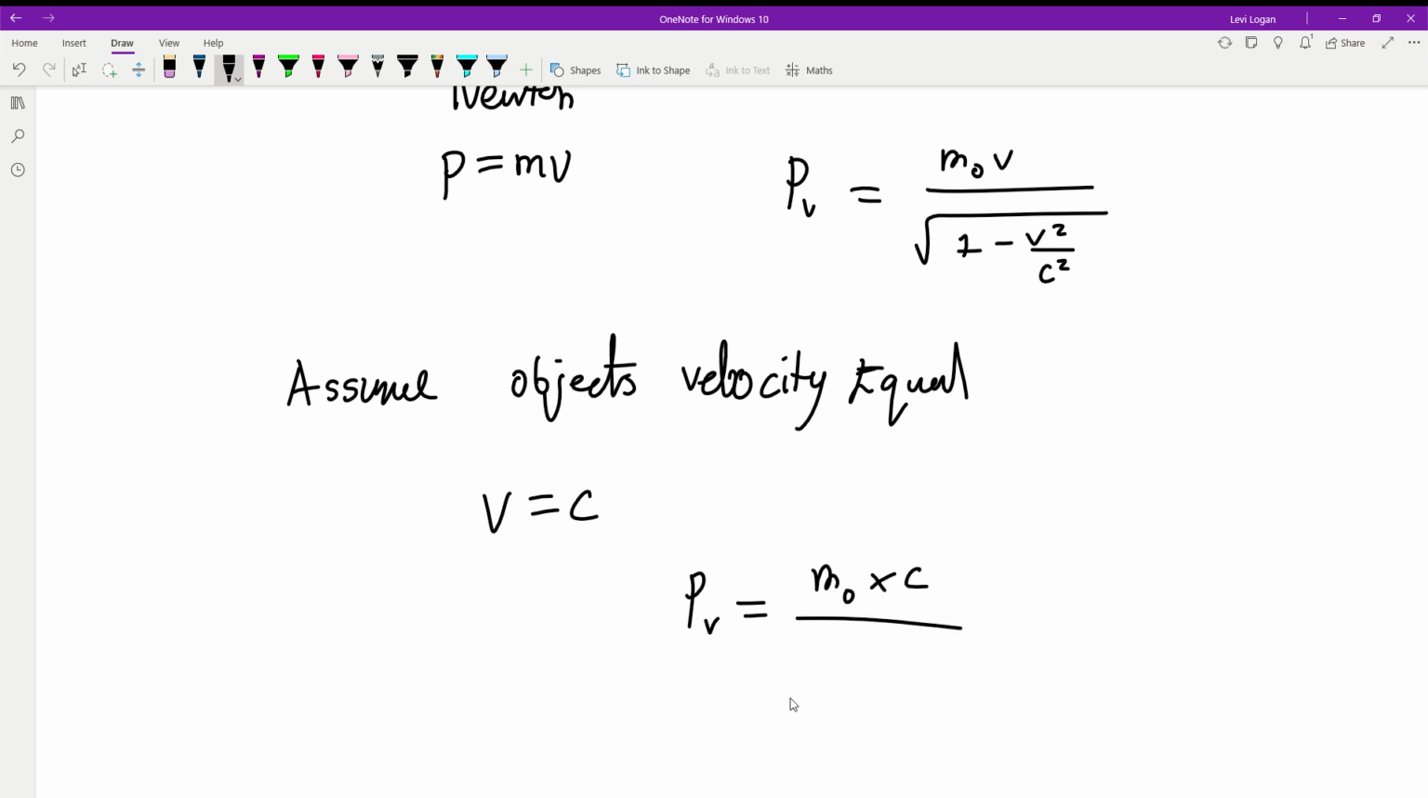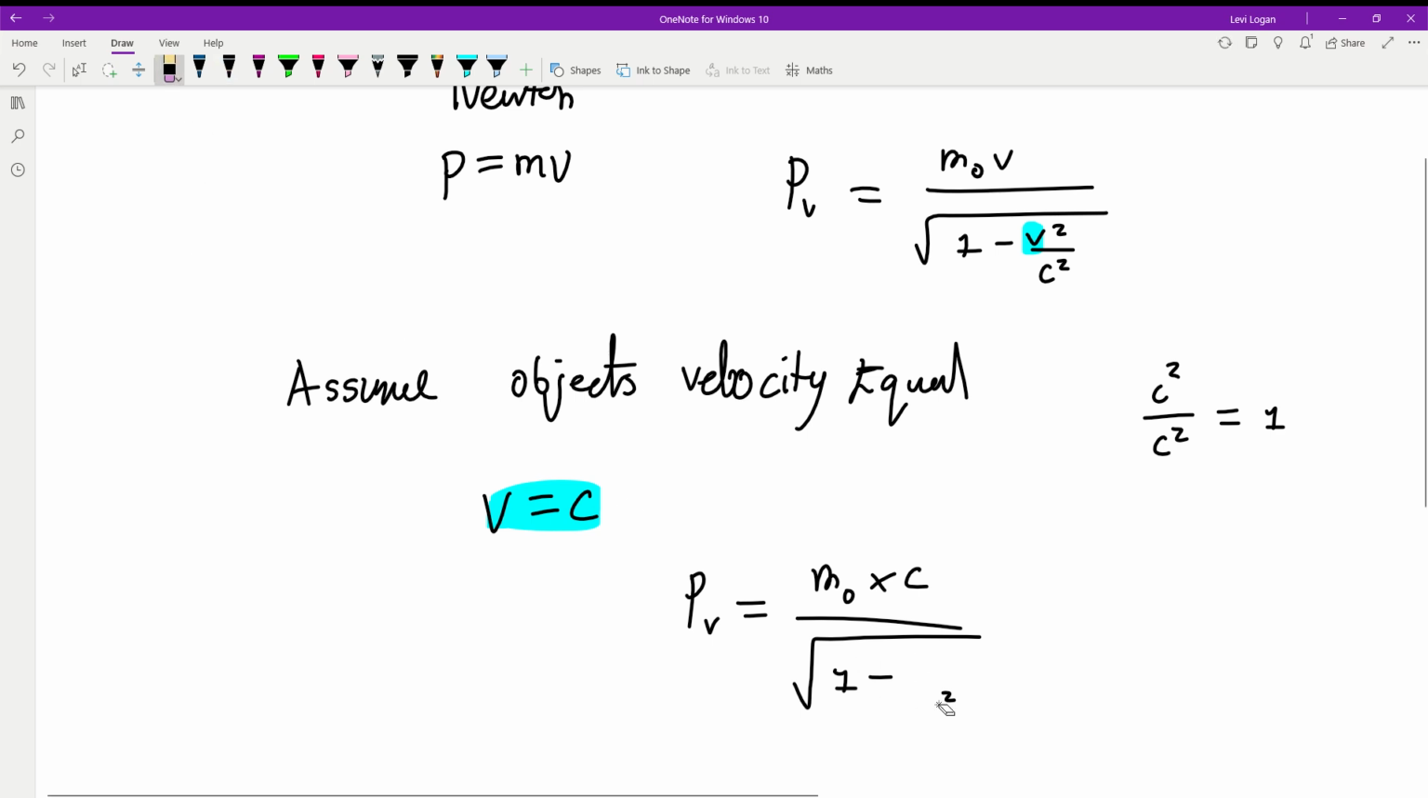But what we get on the bottom is something a bit peculiar. We get 1 minus v squared over c squared, and v is now equal to c because the object is traveling at the speed of light. So we get c squared divided by c squared. Now c squared divided by c squared, or anything divided by itself, is equal to 1. So what we have down here is 1 minus 1. Now that's 0. So what we have is m0 times c over 0, which is technically undefined. But another way you could think about it, this is the same as infinity.